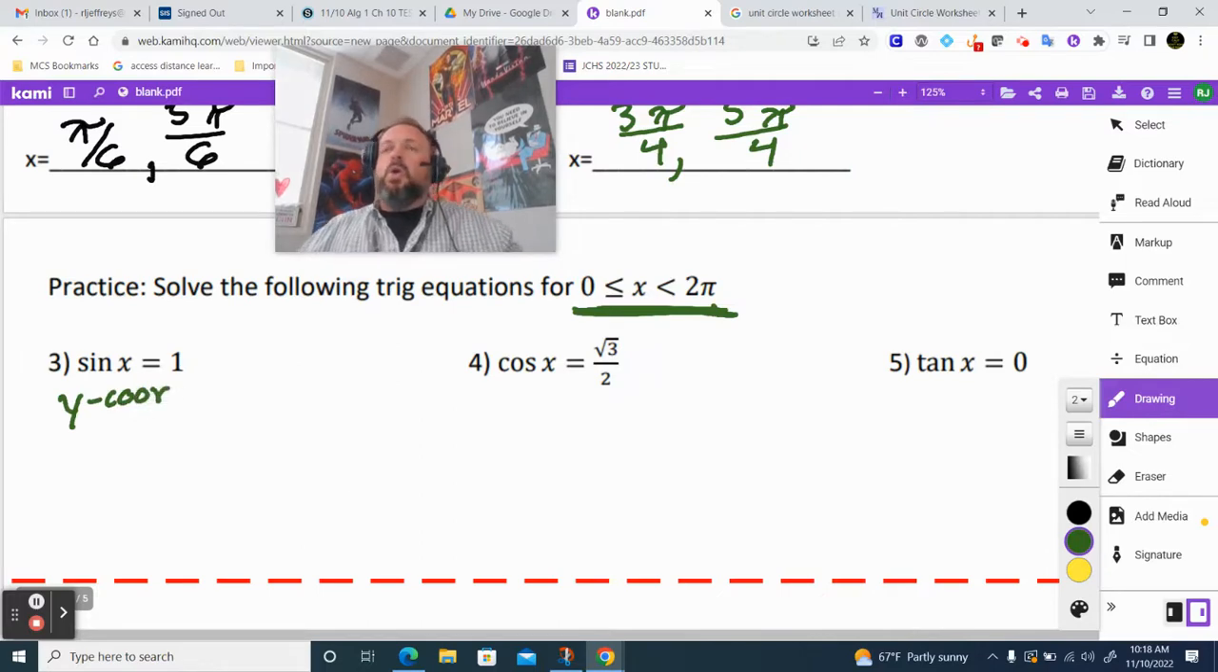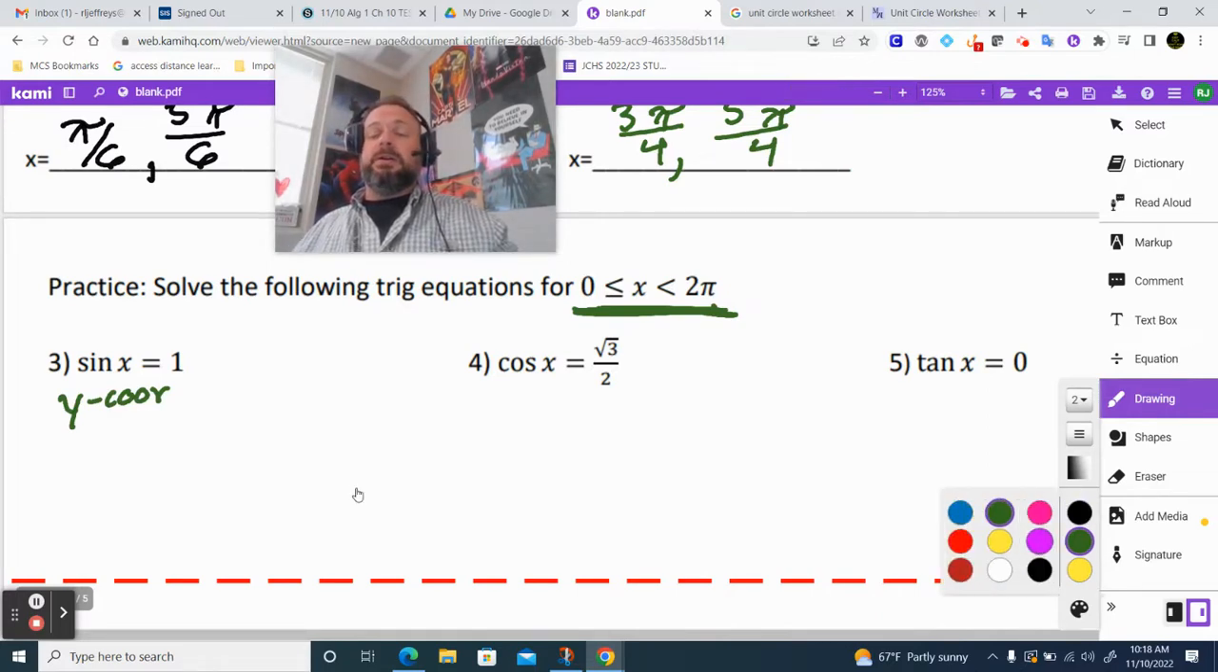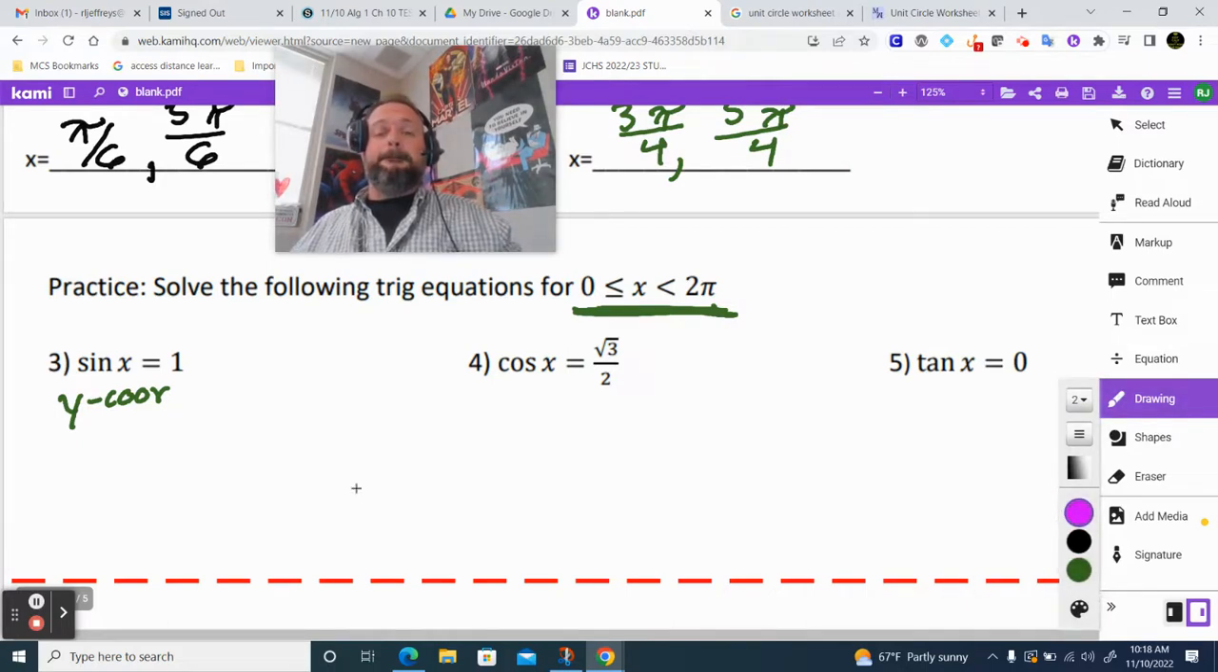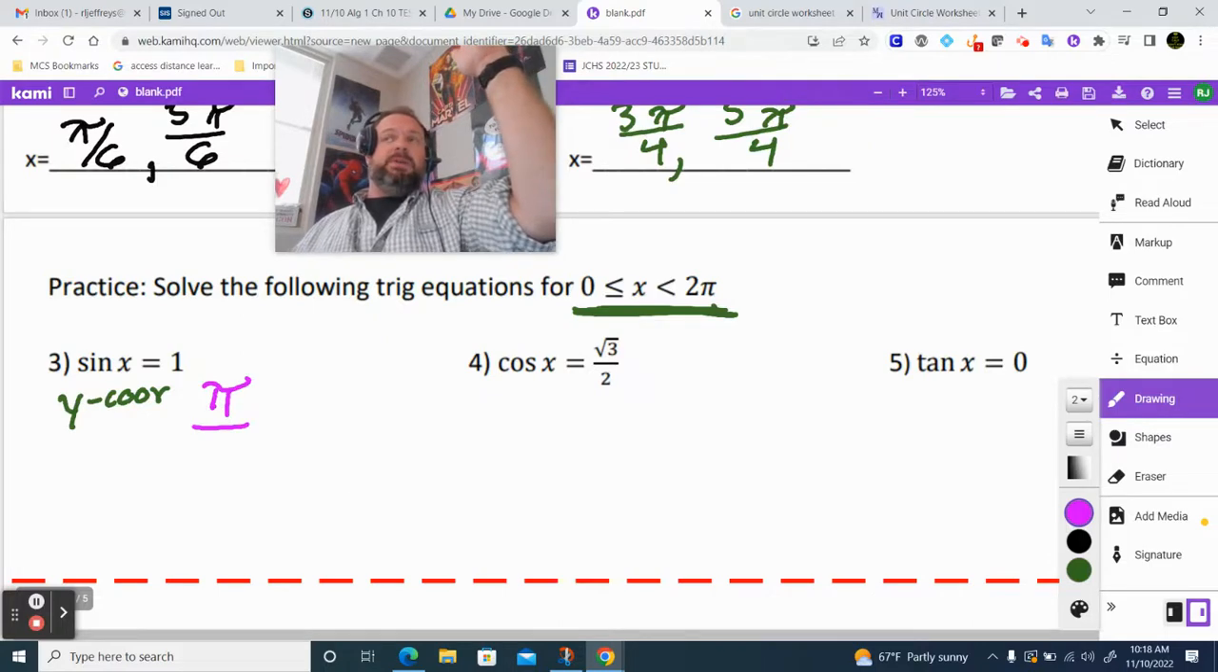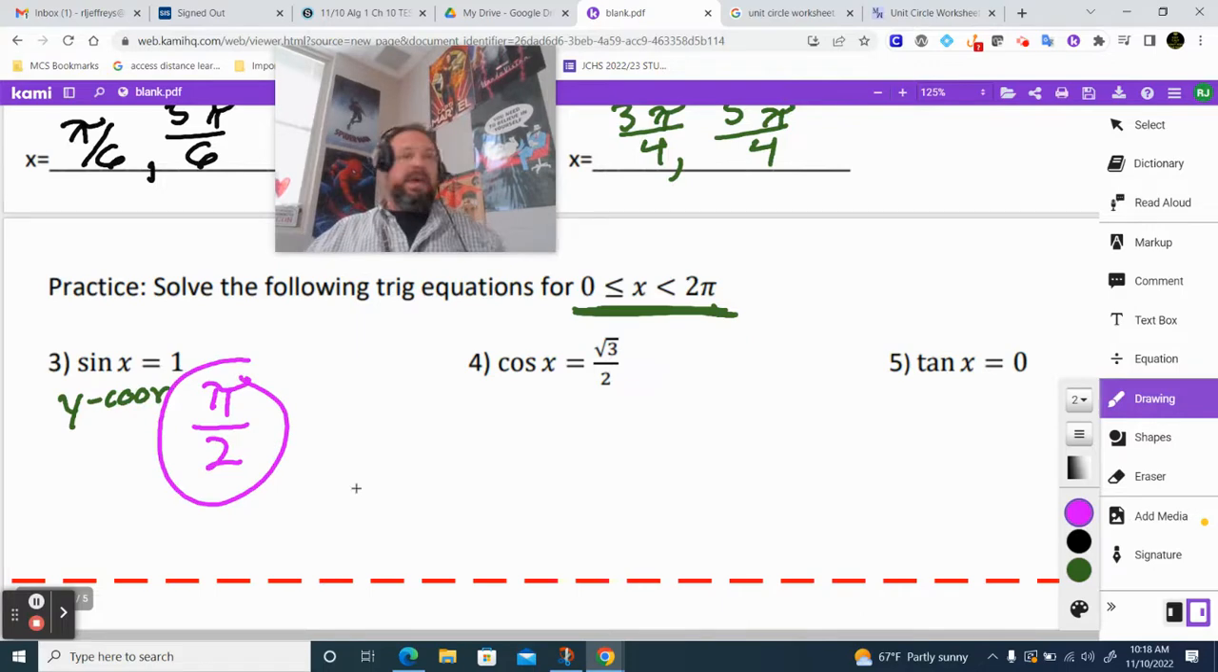What has a y coordinate of 1? Well, think about it. If this is 0 and pi is all the way over here, what would halfway in between be? Pi over 2. That's our answer.